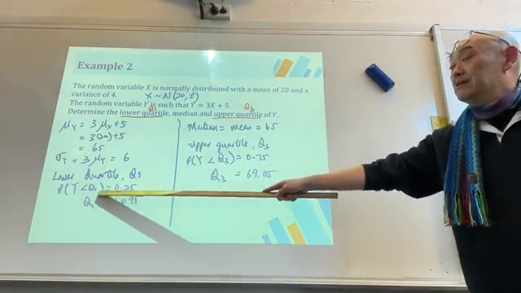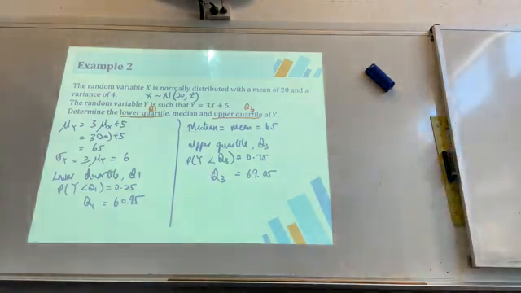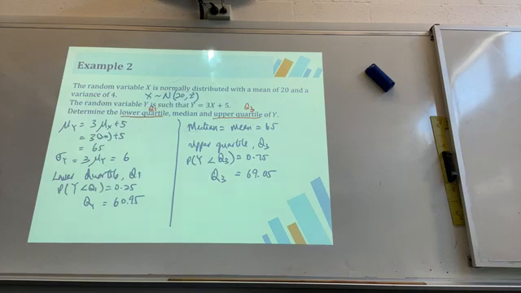So therefore you can work out the lower quartile, using the probability that y is less than q1 is 0.25, so therefore the lower quartile is 16.95. Now generally, in this sort of situation, I'll give 2 decimal places.